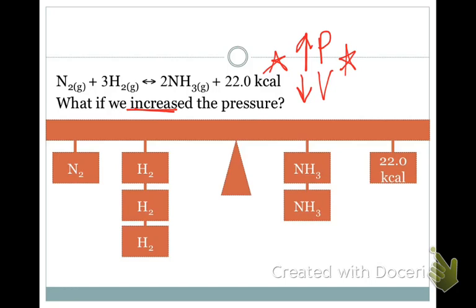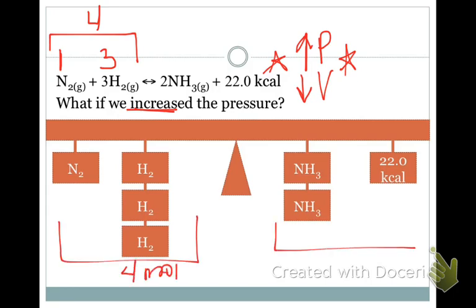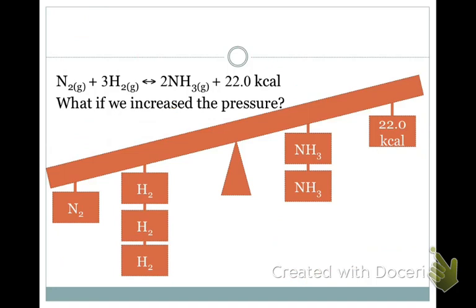And of course, this is just dealing with gases. If you have anything with solids, liquids, or aqueous, then pressure does not affect it. This is only for gases. So let's take a look. Over on the left-hand side, we had 1 mole of N2 and 3 moles of H2, so there were 4 moles of gases in the reactants. And in the products, there were only 2 moles of gases. If we increase the pressure, the volume goes down, and we favor the side with the least number of moles. Hence, we favor the product side because it only has 2 moles, whereas the reactant side had 4 moles. So we decrease the amount of N2, decrease the amount of H2, and increase the amount of NH3.